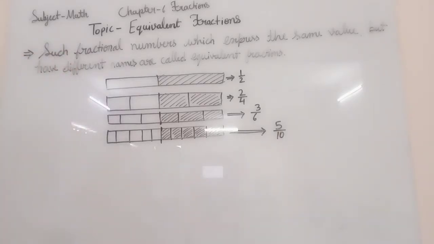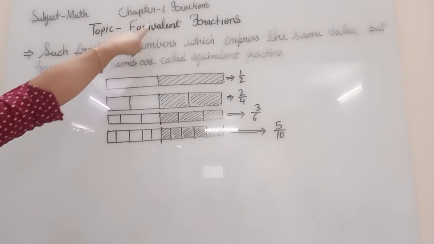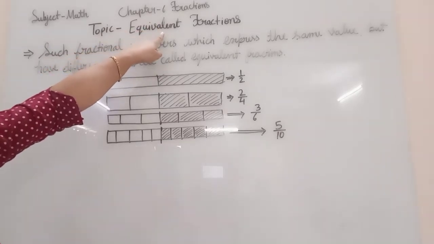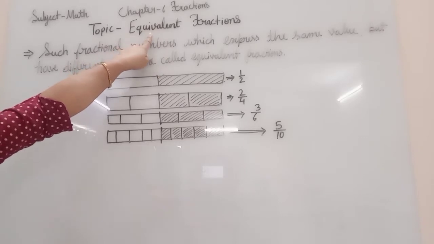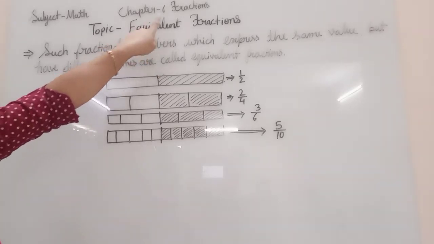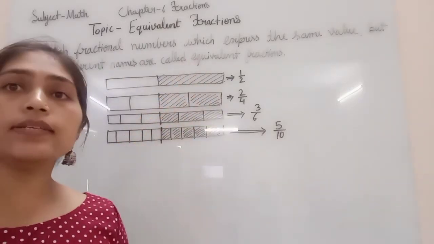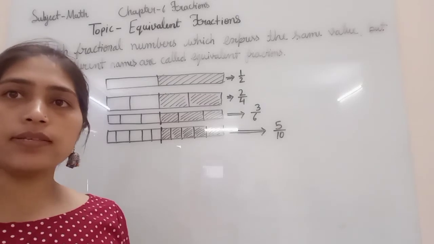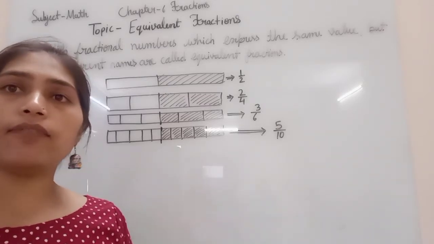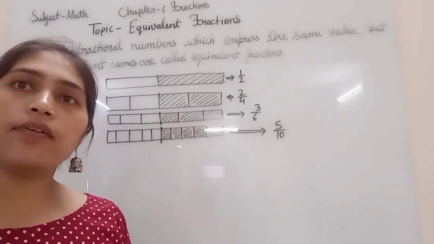So what is the meaning of equivalent? Equivalent means equal value. If you separate this word, equivalent means equal value. Means the fractions have equal value but different numbers. They have different numbers but their value is equal. So those are called equivalent fractions.